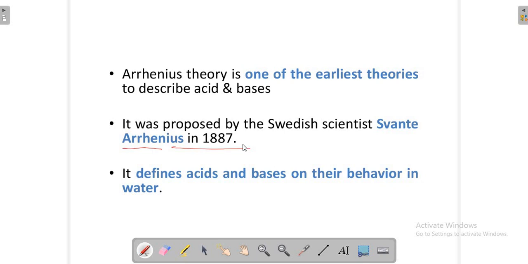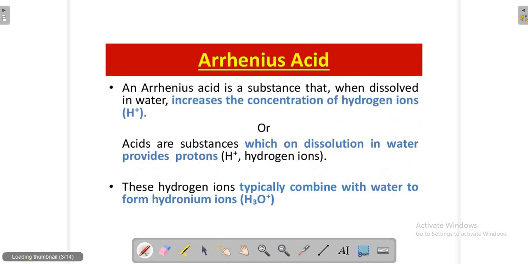And this theory defines the acid and bases on their behavior in water, and how the acids and bases react in the water, and what is their behavior, how they ionize in the water. So all these things were discussed by Arrhenius in detail in this theory. So now move to the next slide. Let's see what are the acids.